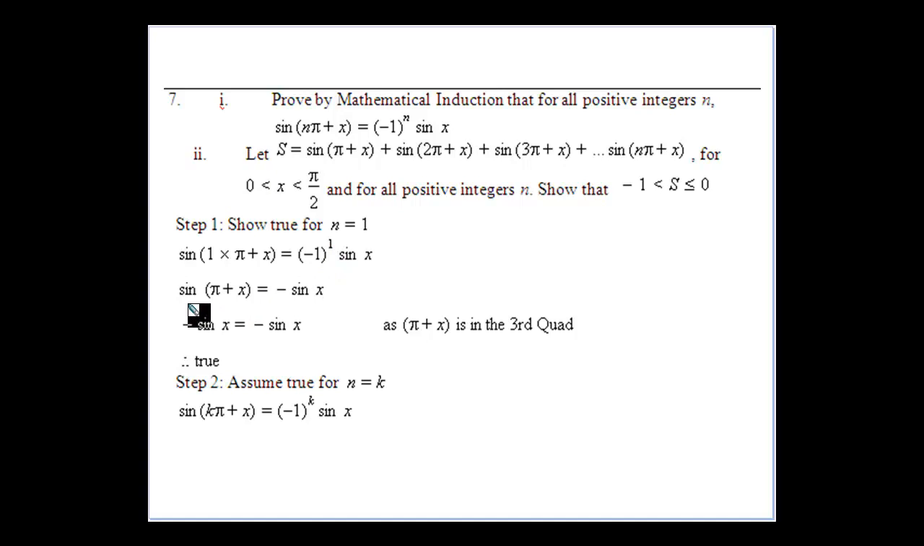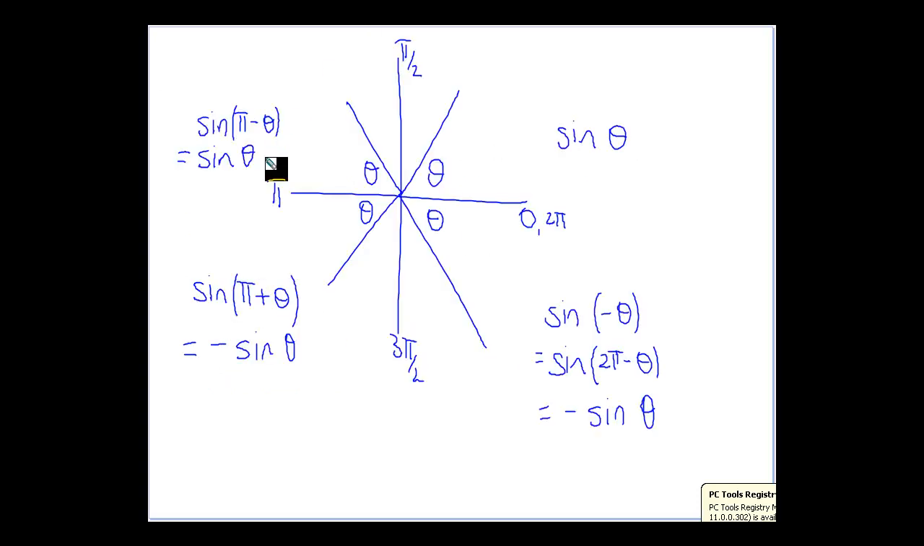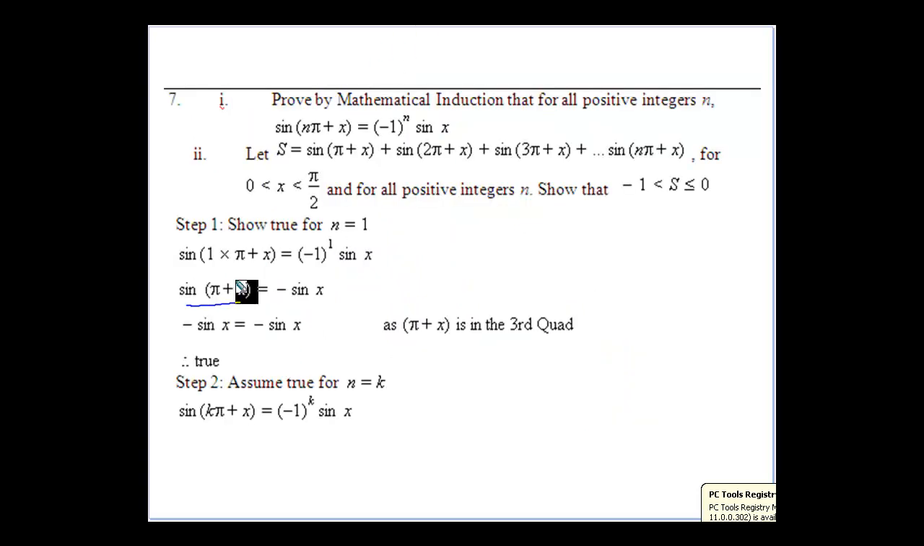Now, we've got to remember that sine of pi plus x is in the third quadrant. So what are we saying here? In the third quadrant, sine of pi plus theta would give you minus sine of theta, because it's going to be minus sine of whatever that angle is, and that's a related angle. So that'd be minus sine of x. Pi plus x gives us minus sine of x. Again, we're in that third quadrant, so we have to remember that. So that would be true.